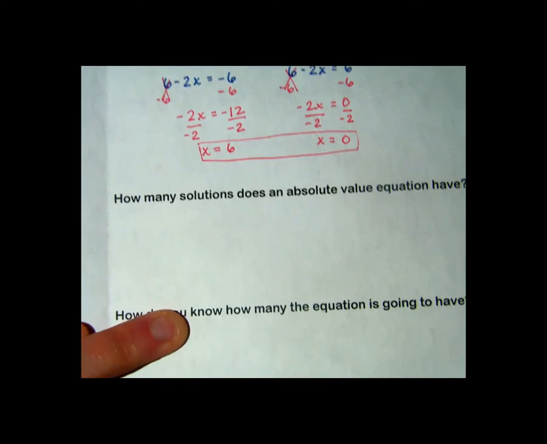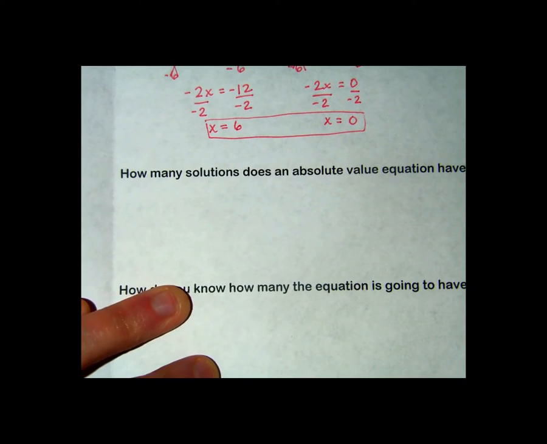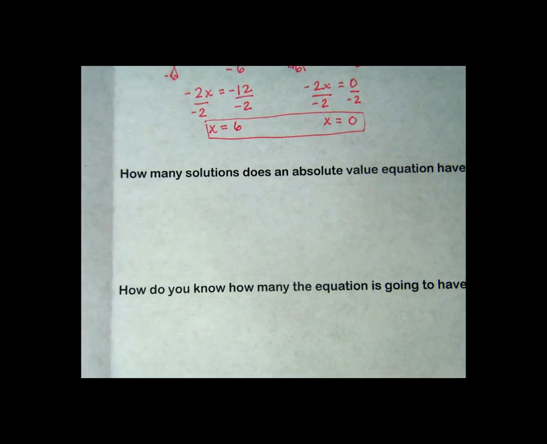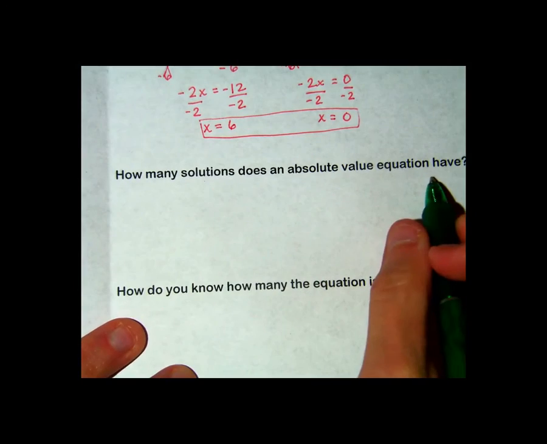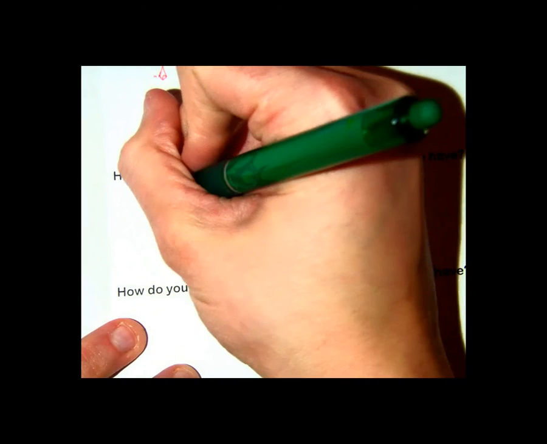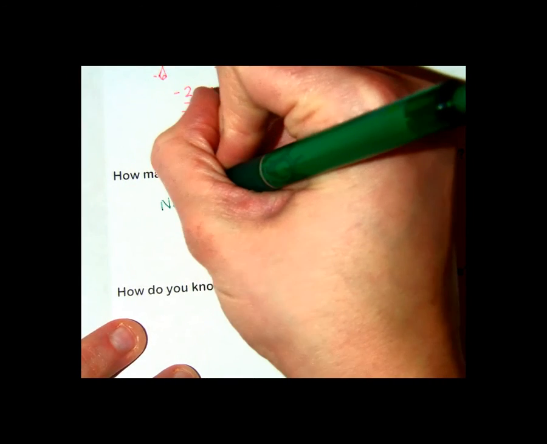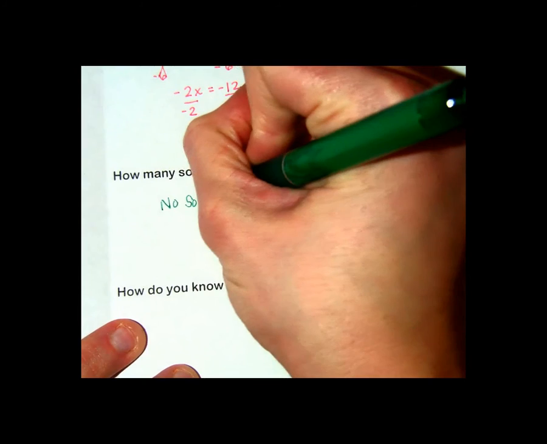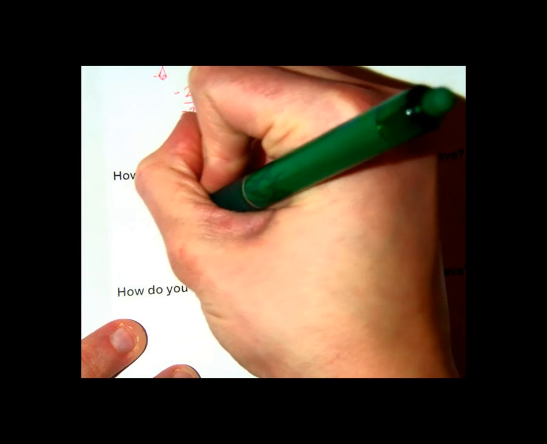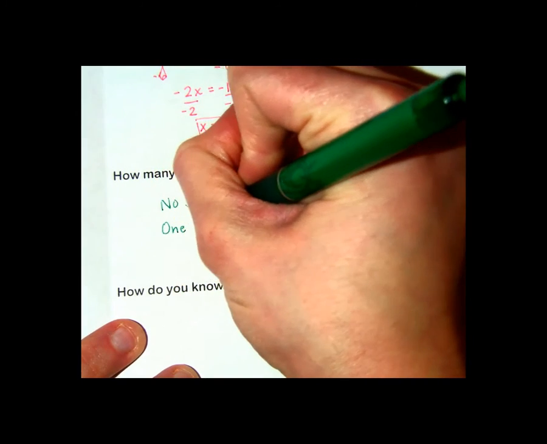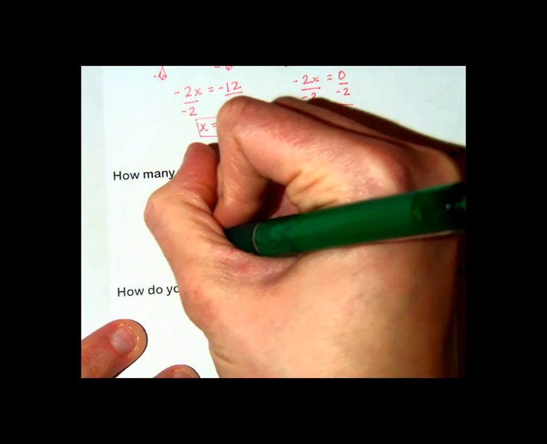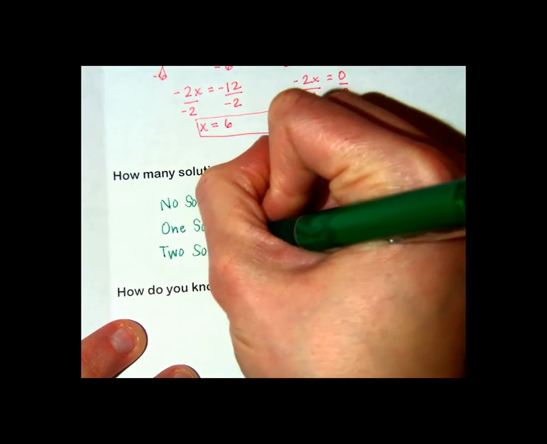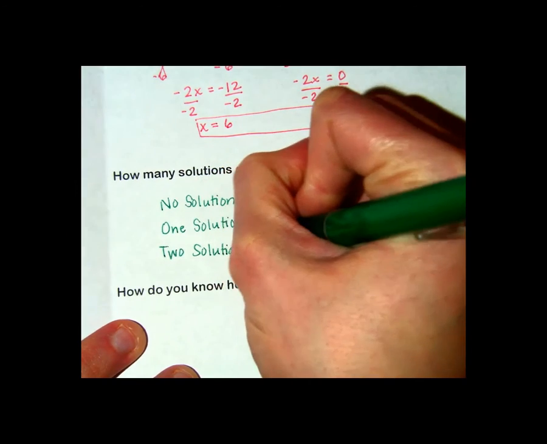Just a recap of some key points you should know from absolute value equations. How many solutions does an absolute value equation have? It can have no solution. It can have one solution. And more than likely, as we have seen a lot, it can have two solutions.